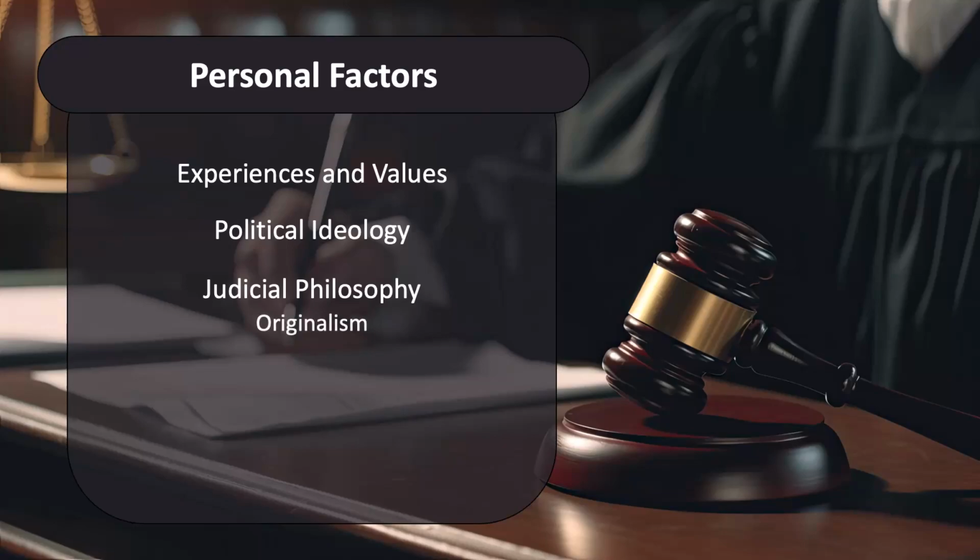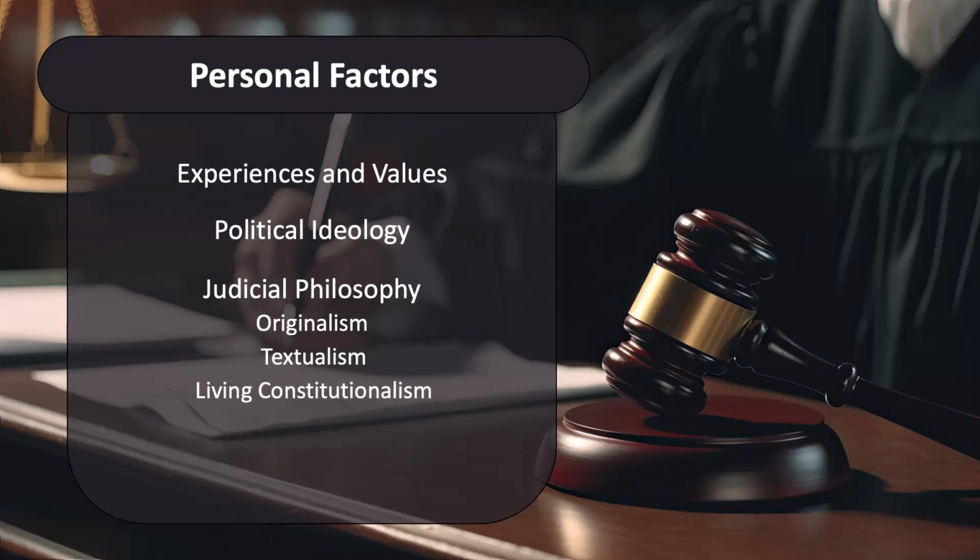Originalism posits that the Constitution should be interpreted based on the original understanding of the authors at the time it was written. Originalists strive to uphold what they perceive as the original intent of the framers, which can lead to more conservative rulings in some cases. Textualists focus on the literal wording of legal texts, such as statutes and the Constitution, without considering external factors like the intent of the legislature or broader societal implications. This approach often leads to strict interpretations of legal texts.